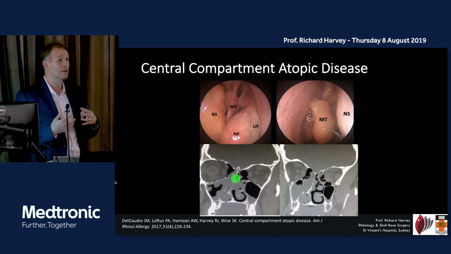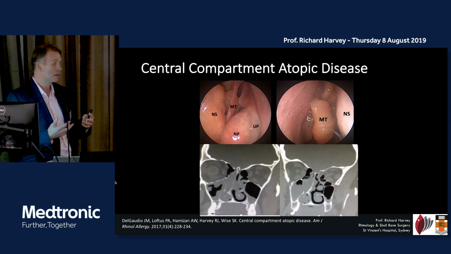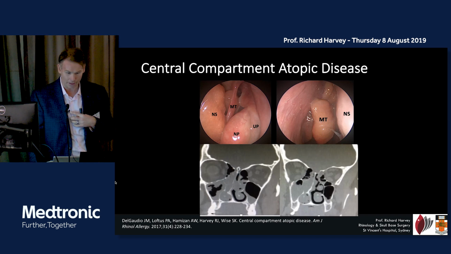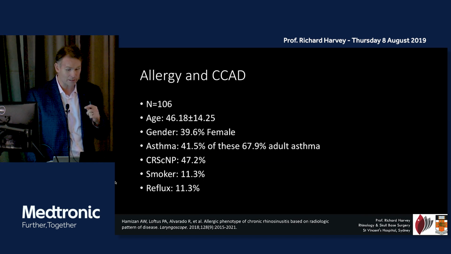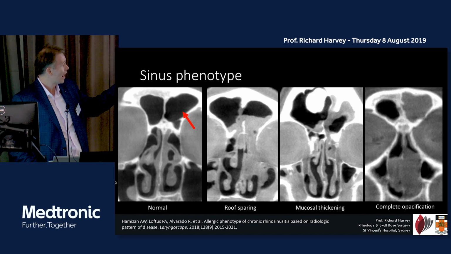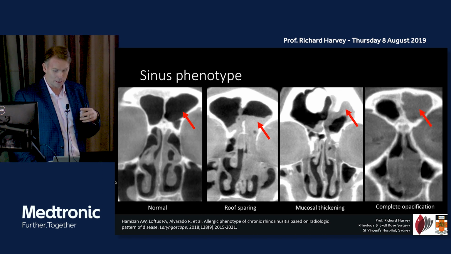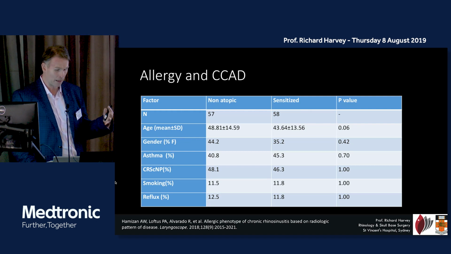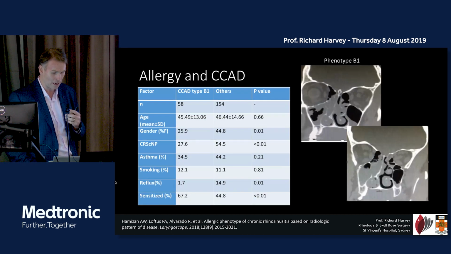And this has been referred to as central compartment atopic disease, because the patients get a little bit of sinus change, but it's almost like what's referred to as a black halo, as it was once described by Valerie Lund. Now, this is one of Anisa's studies again. She looked at 100 patients and characterized where the thickening was in their sinus cavity, and she came up with these phenotypes to ask whether there was a difference in the pattern of sinus disease. And she broke the patients into the atopic and sensitized groups. No surprise that the sensitized group were younger.